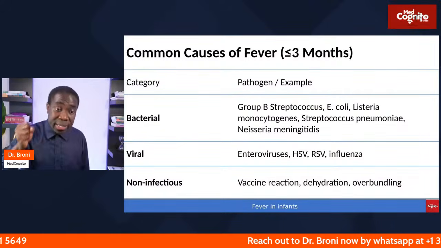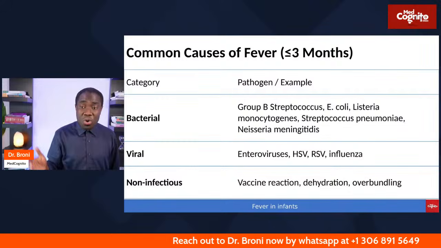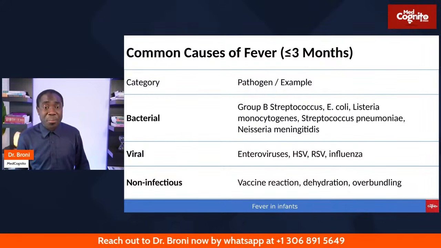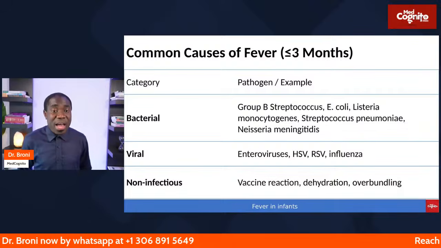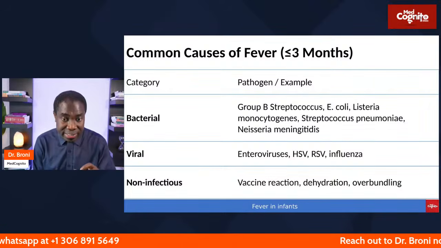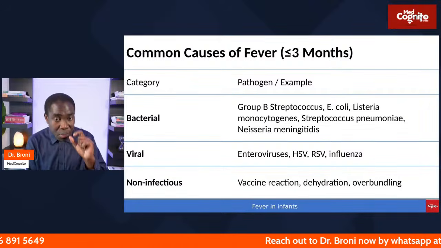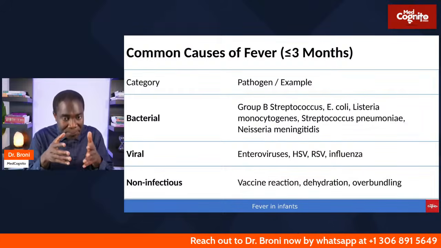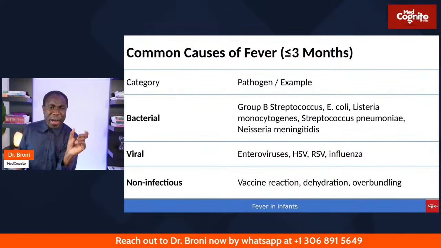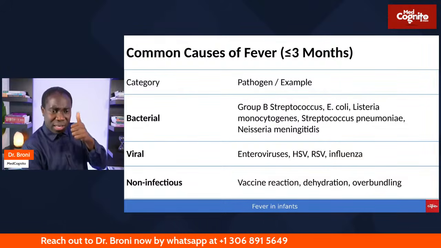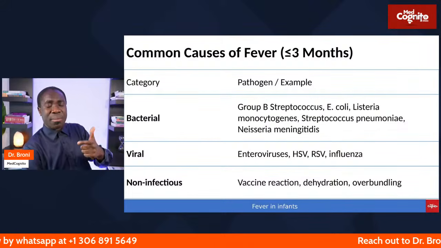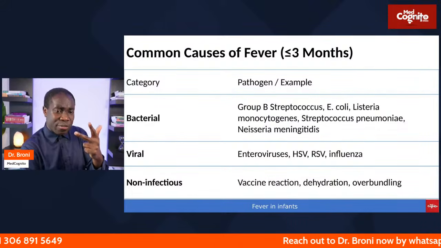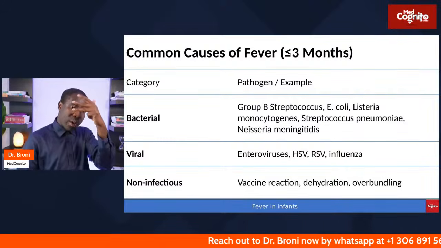Let me say it again. The common organisms you need to know for your board exam and for your practice: group B strep, E. coli, Listeria monocytogenes, Streptococcus pneumoniae, and Neisseria meningitidis. Now, for the viral organisms, think about enteroviruses, think about HSV, think about respiratory syncytial virus, and think about influenza.